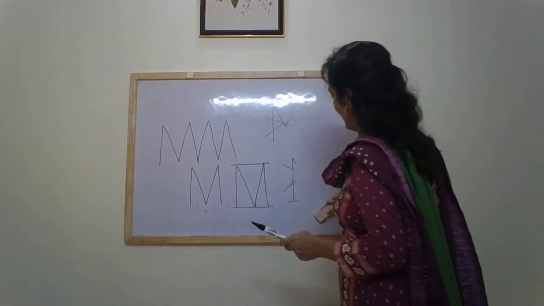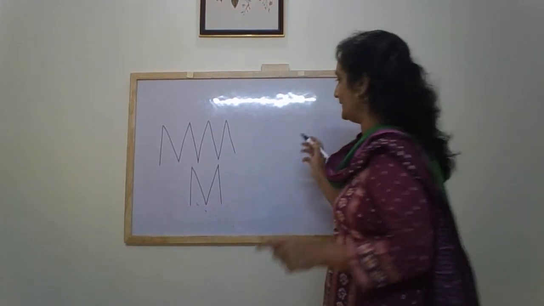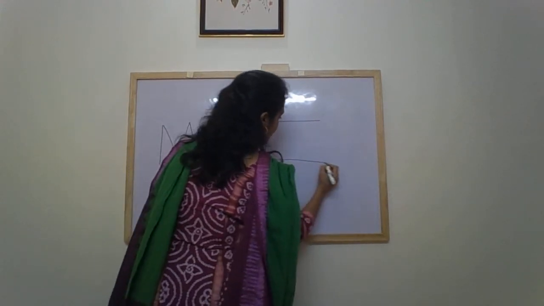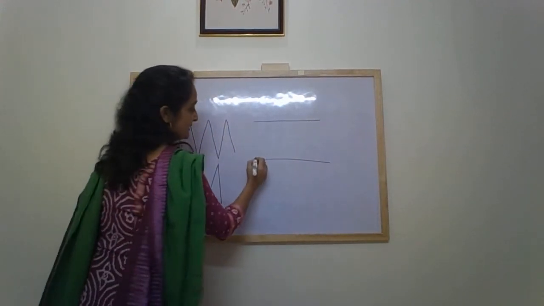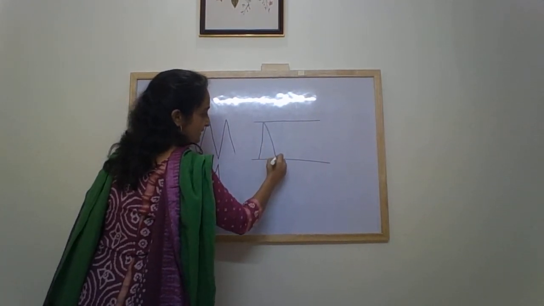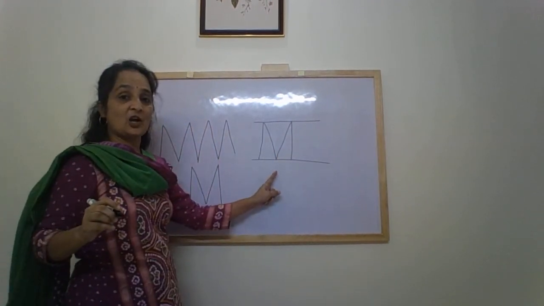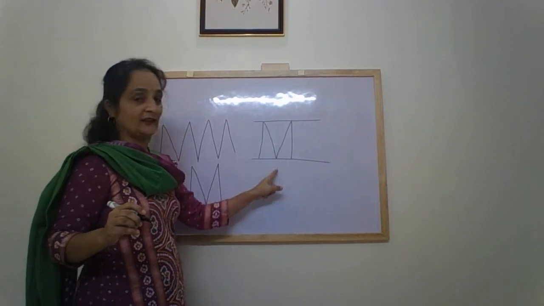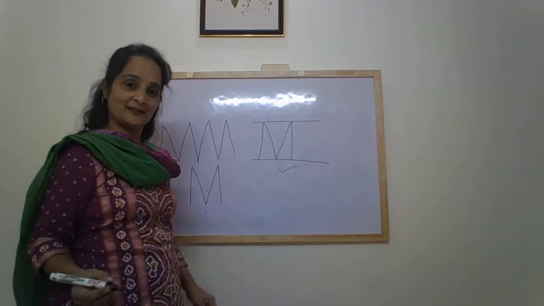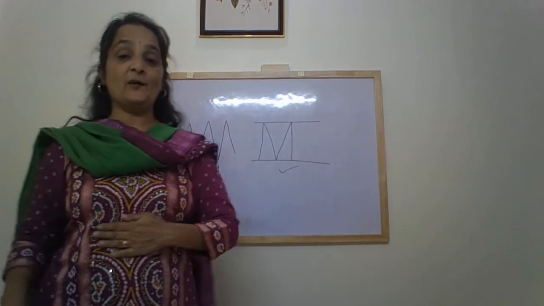How is the correct M? Correct M is all the points at the same level. If this is your level, how do we write? Start from down, up, down, up, down. We touch all the points to both the lines. This M is correct. Alright. So, letter M. M makes the sound M.